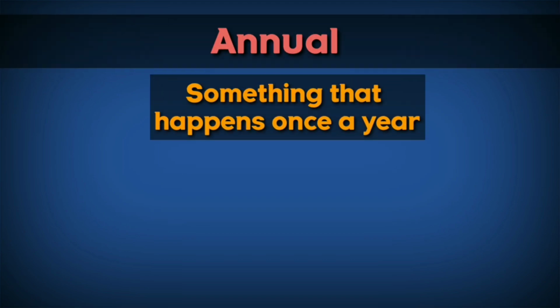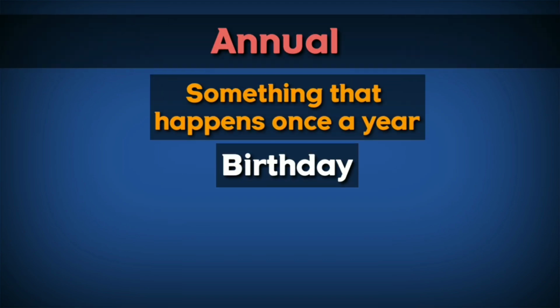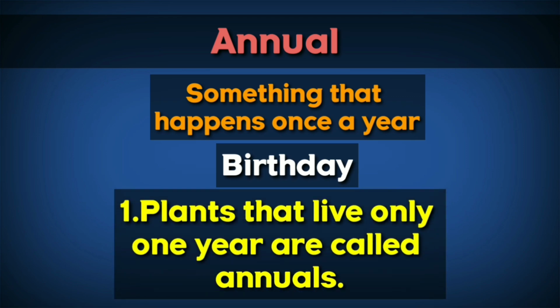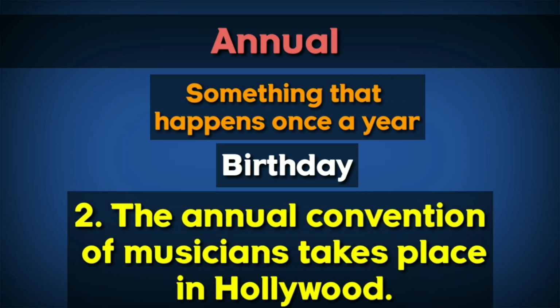Annual. Annual means something that happens once a year, like a birthday. For example, plants that live only 1 year are called annuals. The annual convention of musicians takes place in Hollywood.